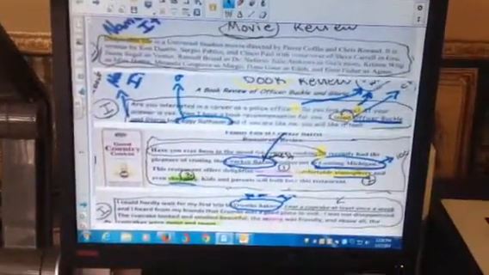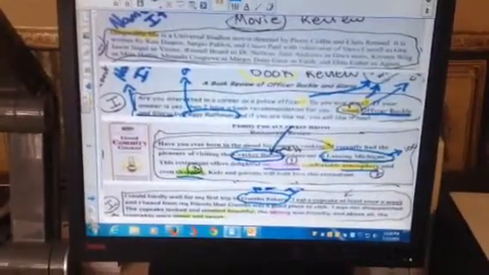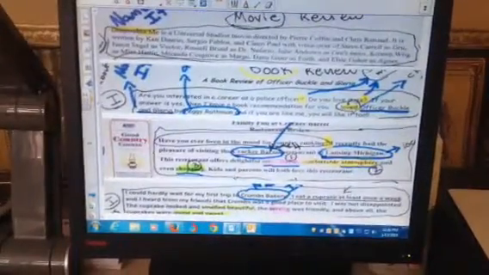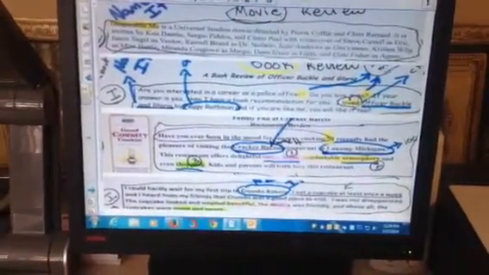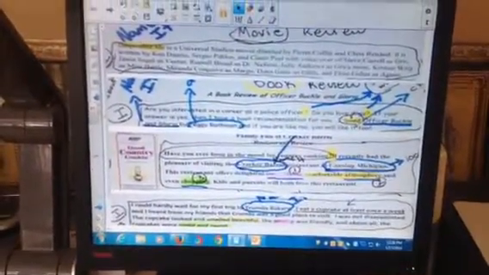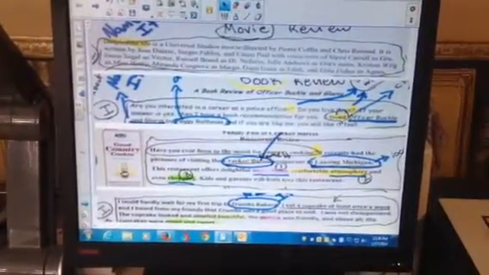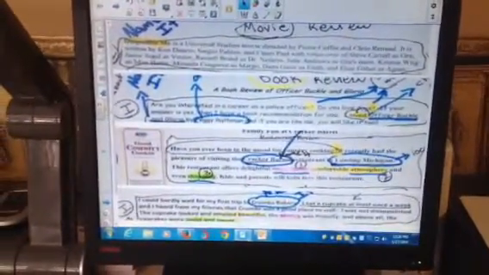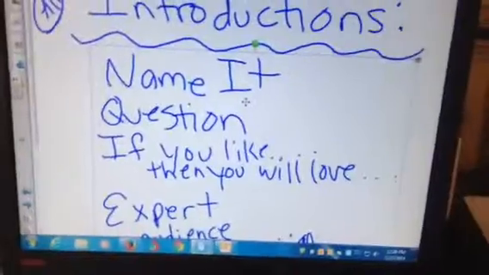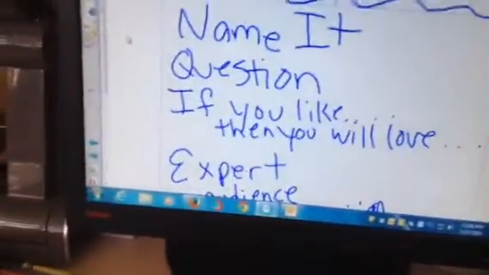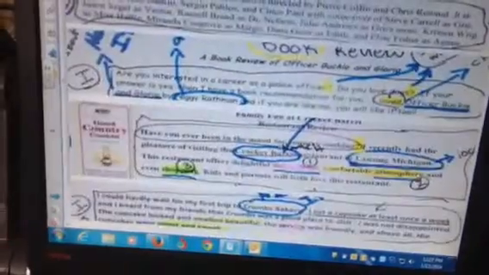In your writing binder, you're going to want to focus on those introductions and ask yourself, what is it that they did in that introduction for that review, just for that part? If I read Despicable Me out loud: Despicable Me is a Universal Studios movie directed by Pierre Coffin and Chris Renaud. What did they do there? Well, first of all, they named the movie. That's something I would want to do in my introduction, make sure I named it.